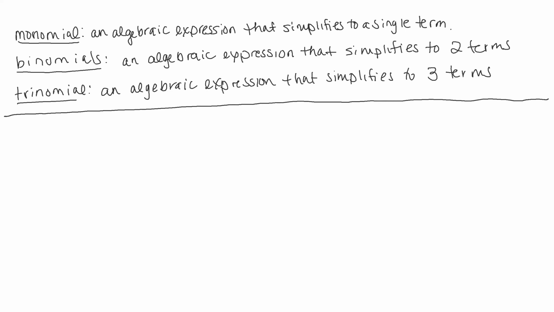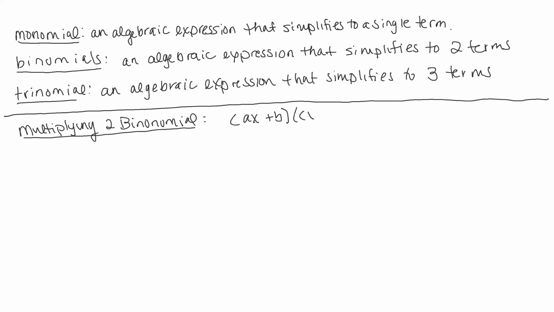Now, one thing that we have to learn how to do is multiply two binomials. So think bi for two, tri for three. That's how you can keep straight the difference between a binomial and a trinomial, okay? So let's consider this. Let's say we have ax plus b times cx plus d. Let's say that's our two binomials. We multiply binomials using the FOIL method.